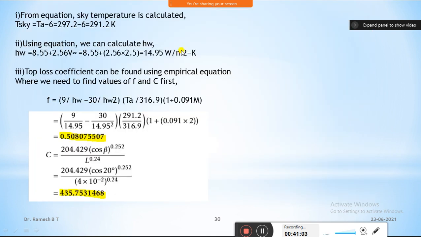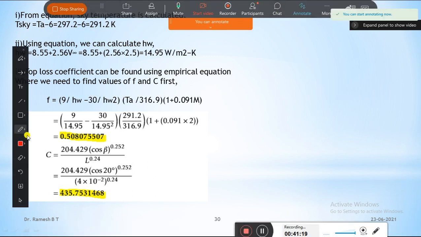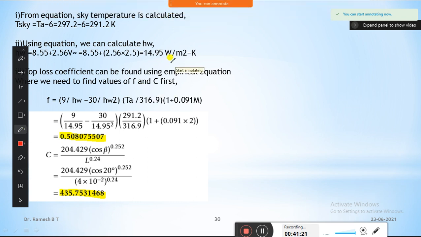Yes, one by one we are going to discuss. First, we have to find out the T sky temperature. We already know that T sky is equal to TA minus 6. TA means the ambient or atmospheric temperature they have given, minus 6, that gives this value. So we got the T sky value.